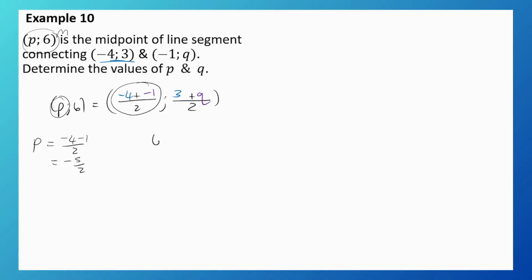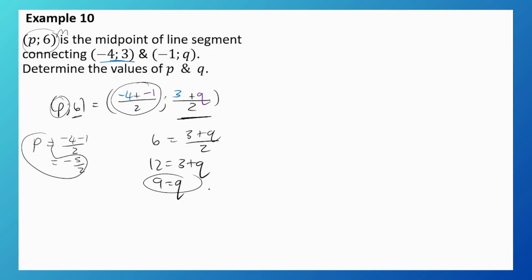And then similarly, 6 is equal to this y coordinate, so 3 plus q over 2. You multiply by 2 to get rid of this divide by 2, so 12 is 3 plus q, and then we subtract this 3, so we'll have q to be 9. Okay, so there's your two answers now. P is -5 over 2, and q is 9.